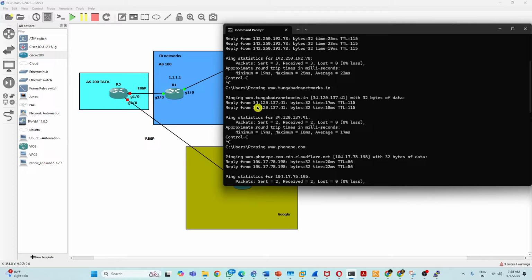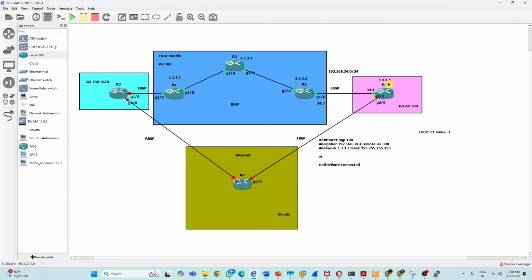This 34.120 is a public IP located somewhere else, so it's an indirect IP, not a directly connected IP. 4.4.4.4 is also an indirect IP. If you want to access a website, you should have reachability, because it uses TCP three-way handshake. Whether direct or indirect doesn't matter, you should have reachability to establish the three-way handshake.